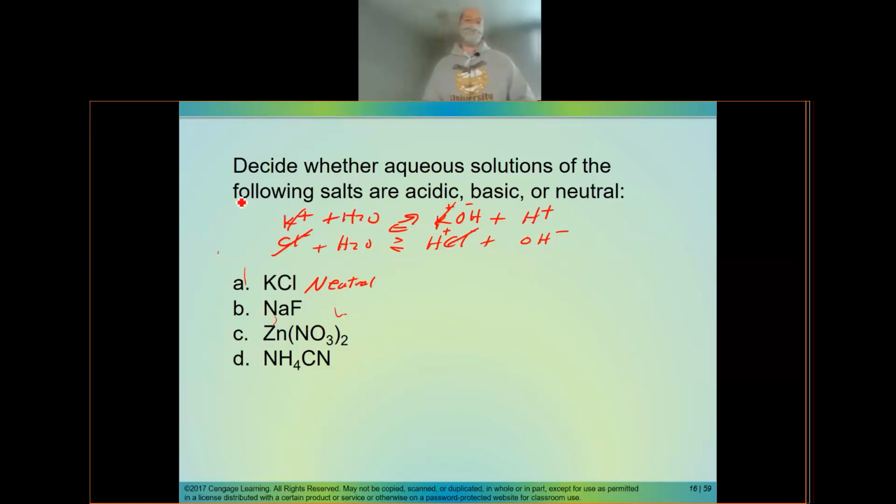Again, it's the same as the potassium. You would get NaOH. It's a strong base. All sodiums are soluble. It breaks up. It cancels. You're left with nothing. But your F minus does do a base reaction.